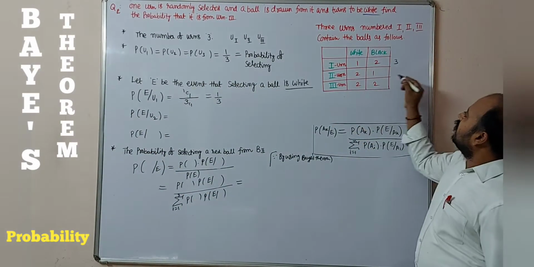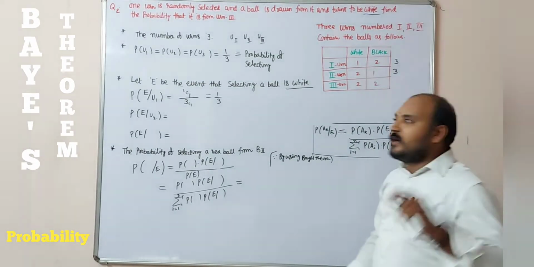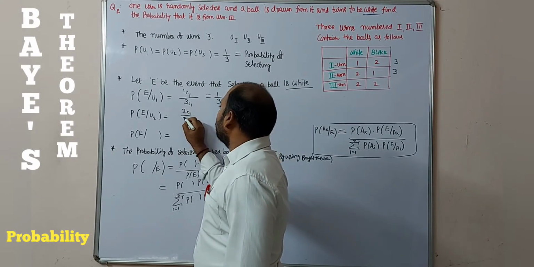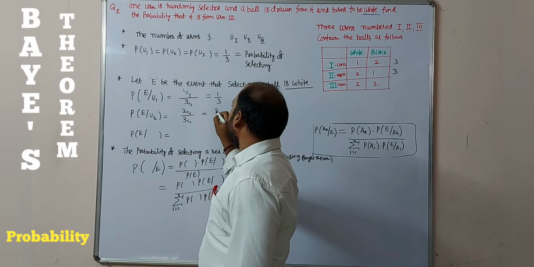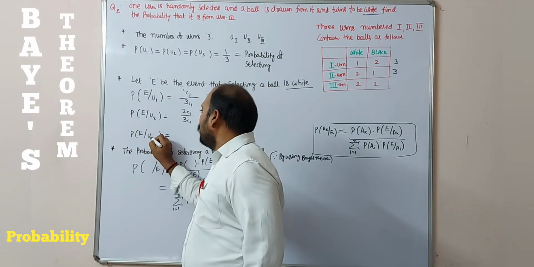So urn 2. Total how many balls are there? Here also 3 balls are there. But how many white balls are there? 2 white balls are there. From the 2 white balls we can select 1, from the 3 total 1. So 2 by 3.